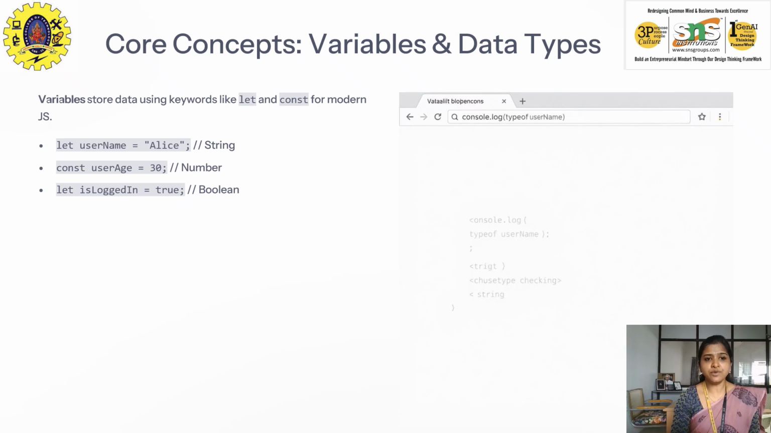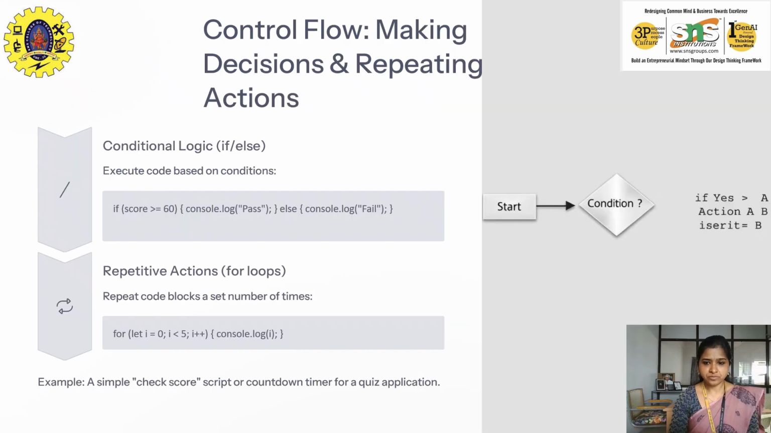Here username, user age, and is logged in are the variables that have been created. Username has been created by using let because it can be changed whenever we need. But user age is declared by using const because it cannot be changed inside your program, and whether the user is logged in or not is a boolean value. It has been declared by using let. There is also another variable keyword called var, which is used whenever we are supporting older browsers.